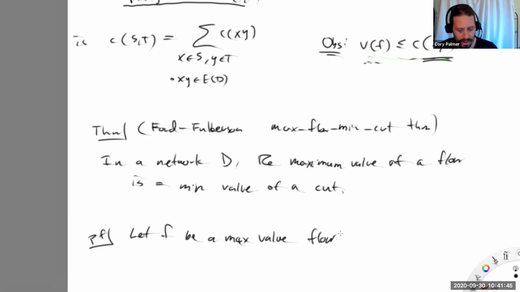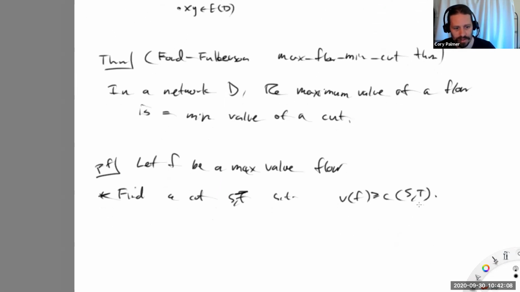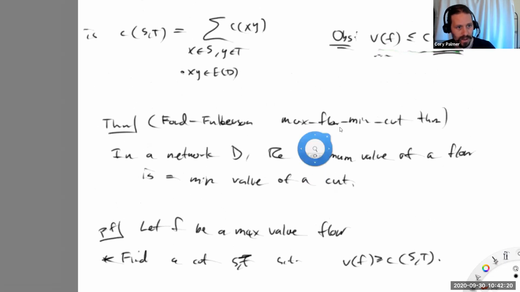flow. And this is our goal here: find a cut S, T such that the value of the flow is at least the capacity of that cut. That proves our theorem because we know that this capacity is always an upper bound on the flow. And so if our max flow is an upper bound on a specific cut, then this is automatically a minimum cut, and the two things are equal to each other, right? This combined with this here.